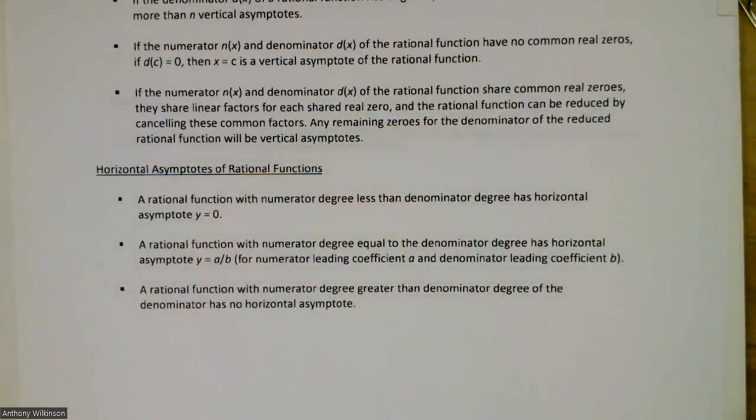All right. Now for the horizontal asymptotes of rational functions. A rational function with numerator degree less than the denominator degree has a horizontal asymptote of the equation y equals 0. In other words, if the highest exponent in the numerator is less than the highest exponent in the denominator, that means automatically you have a horizontal asymptote of y is equal to 0.